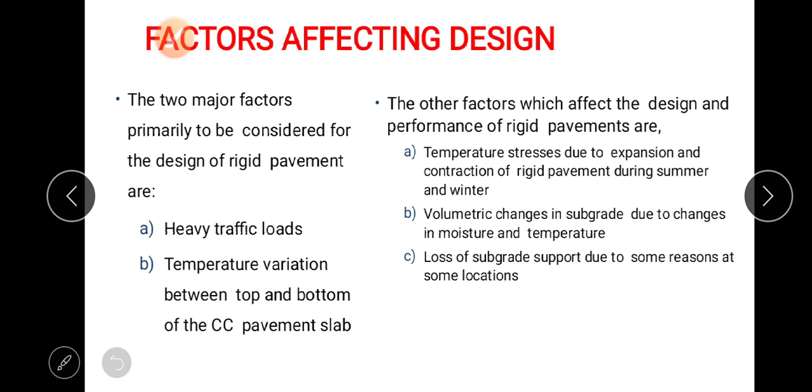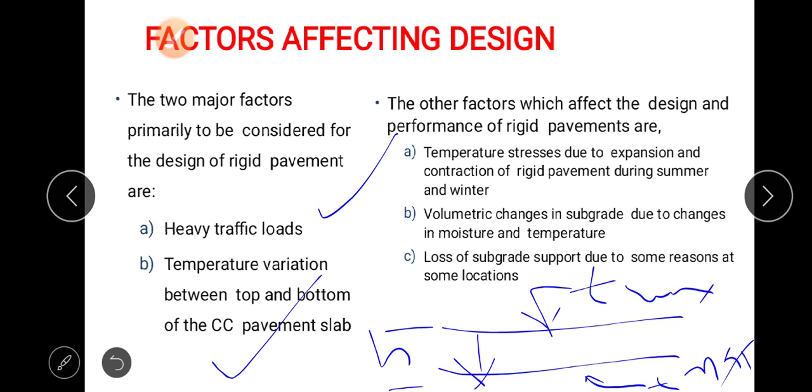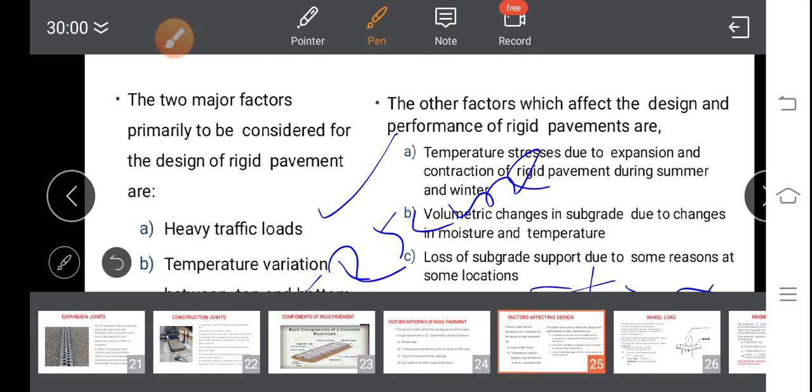Factors affecting the design. The two major factors primarily to be considered for the design of rigid pavement are heavy traffic load and temperature variation between top and bottom of the cement concrete slab, as I have already shown. T maximum will be at mid-day. Here it is transferred, and the T maximum will be at midnight after being transferred from top to bottom of the total thickness of the slab. Say the thickness h may be 20 to 25 centimeters.